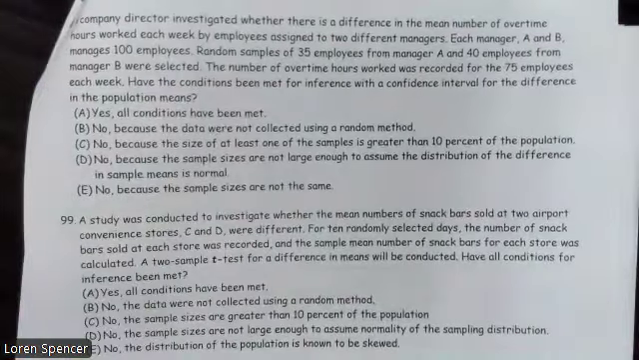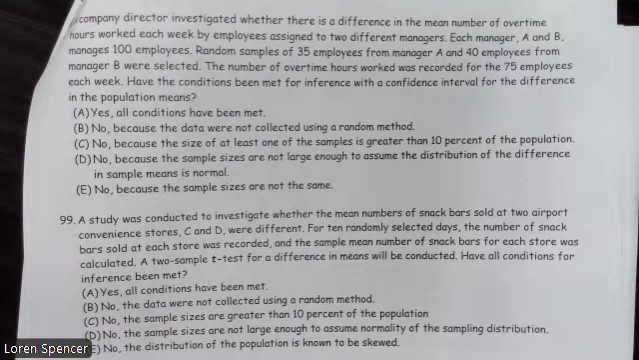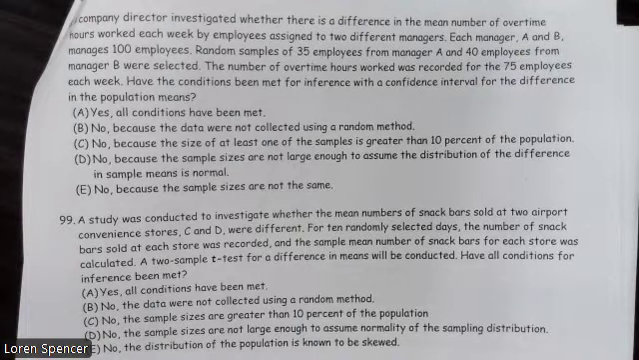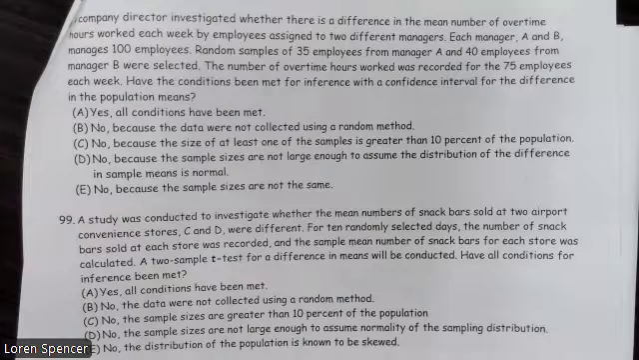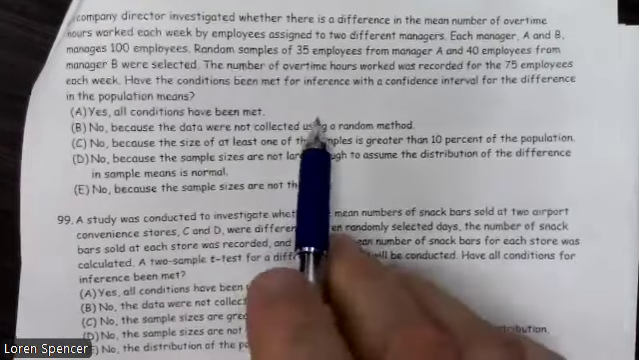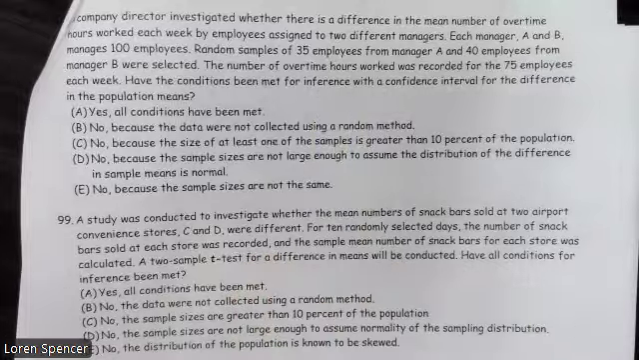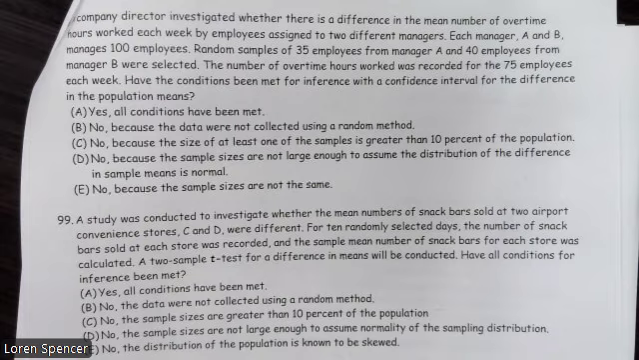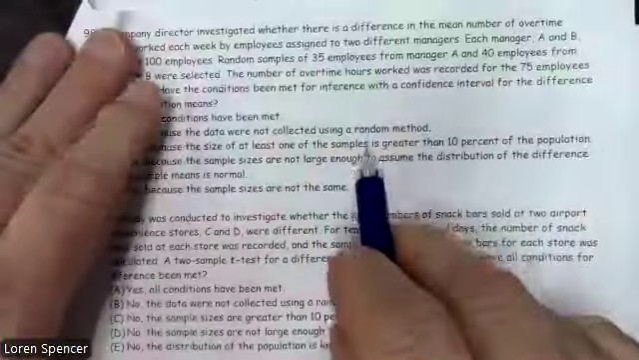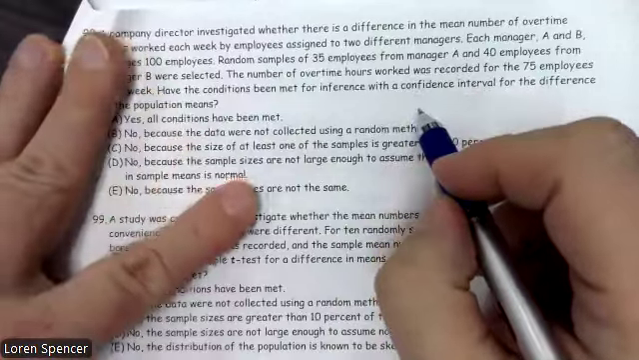A company director investigated whether there's a difference in the mean number of overtime hours worked each week by employees assigned to two different managers. Each manager, A and B, manages 100 employees. A random sample of 35 employees from manager A and 40 employees from B were selected. The number of overtime hours was recorded for the 75 employees each week. Have the conditions been met for inference? No. They took a random sample, yay, so random sample is met.